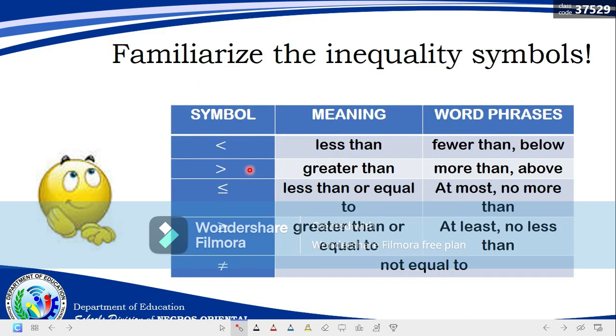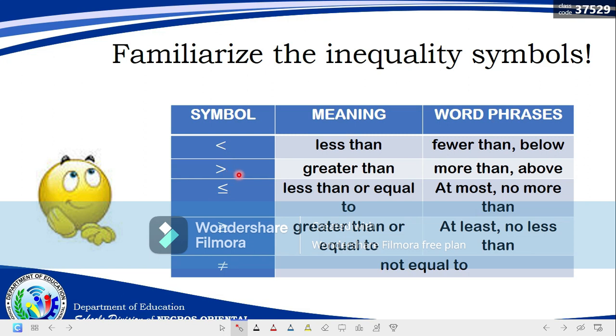You encountered these symbols already when you were still in junior high and in your general mathematics subject in the first semester. So this time we're going to recall. You need to familiarize yourself with the inequality symbols. These are the inequality symbols, their meanings, as well as the word phrases. This symbol means less than, and under the word phrases, if you see fewer than and below, that signifies this symbol.